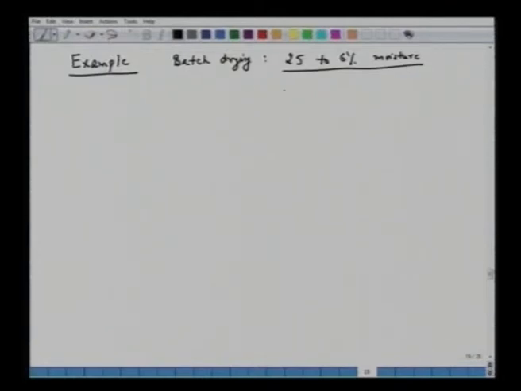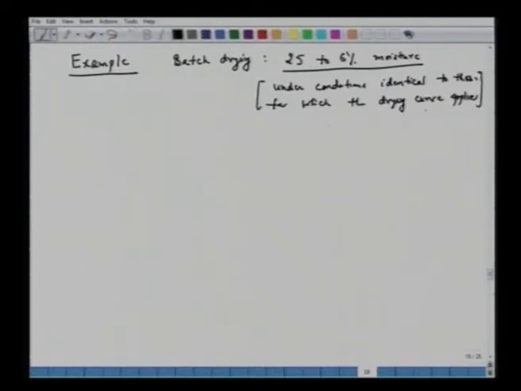Alright, so we have to decrease the moisture content here. The more important thing here is what condition is this? We want to decrease under conditions identical to those for which the given drying curve applies. So this is what we have been trying to say earlier. It's very important that we understand this. Here, first one has to start with the drying curve.